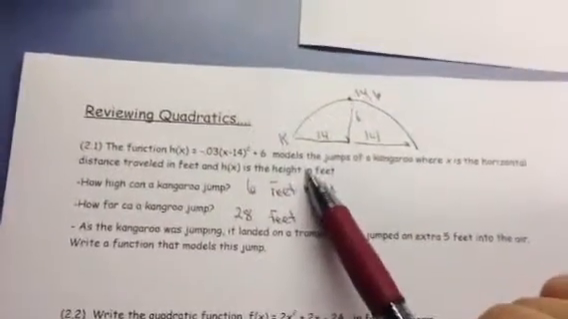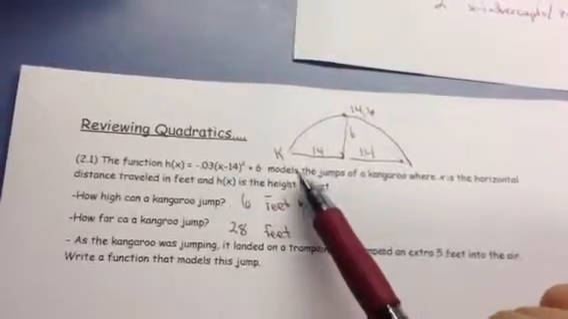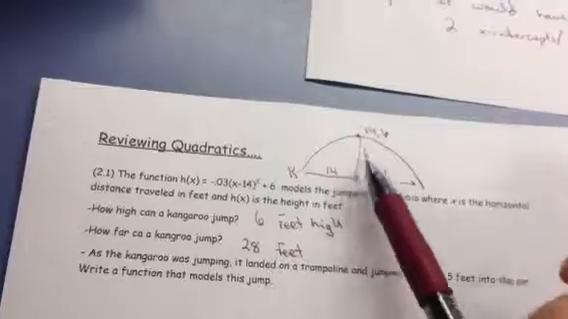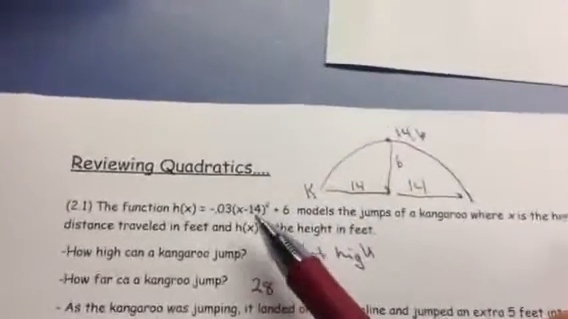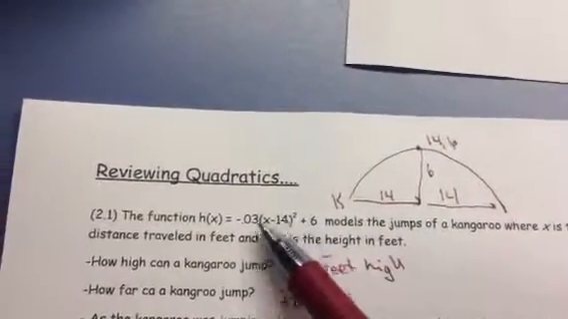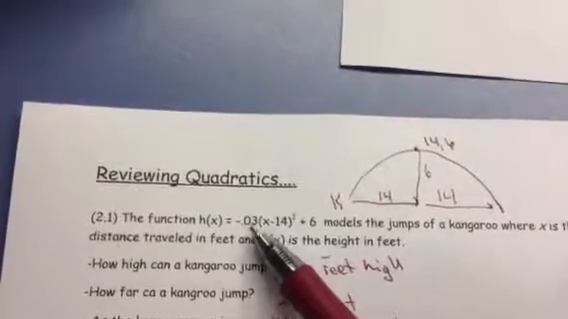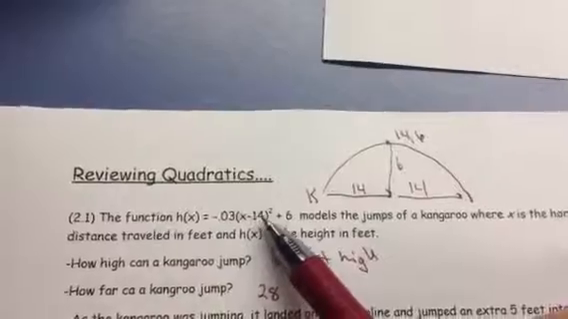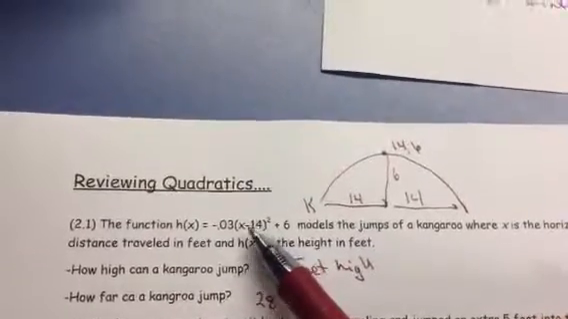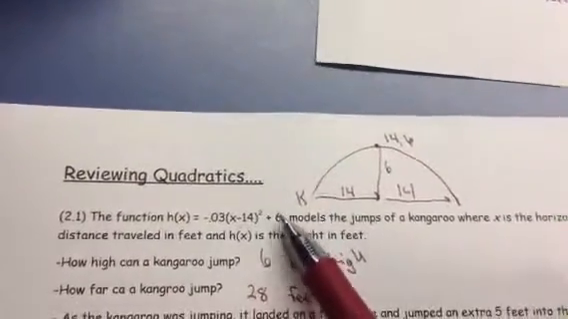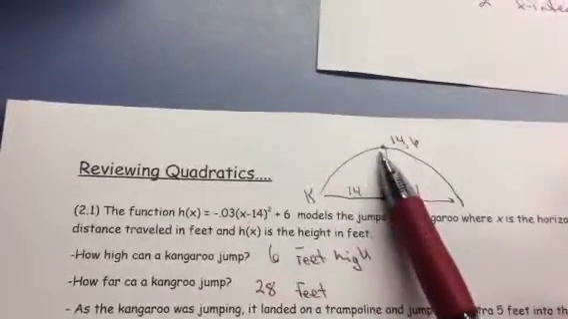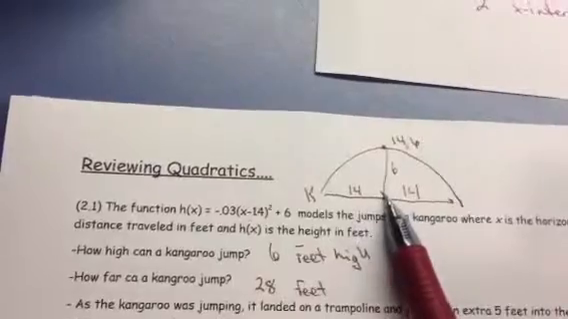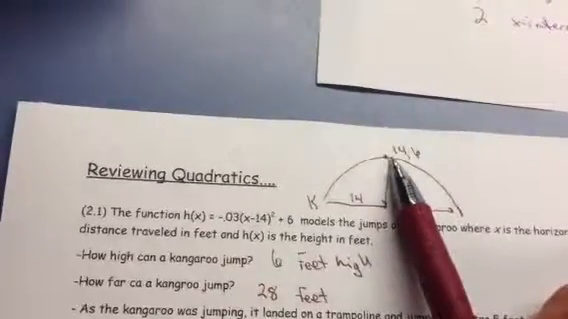This problem is about a kangaroo jumping, and it tells me that x is the horizontal feet that he jumps, and h of x is the height in feet. When I looked at the first problem, it was in vertex form, and I saw it was an upside down parabola based on a being a negative value. Because it is in vertex form, I went ahead and found the vertex. What makes that 0 is 14, and then the 6 as is. So my vertex is (14, 6), which means he went over 14 feet at the halfway point, and he's up at his highest point of 6.